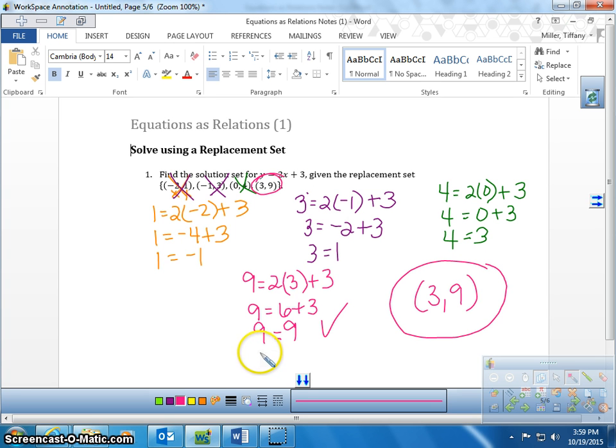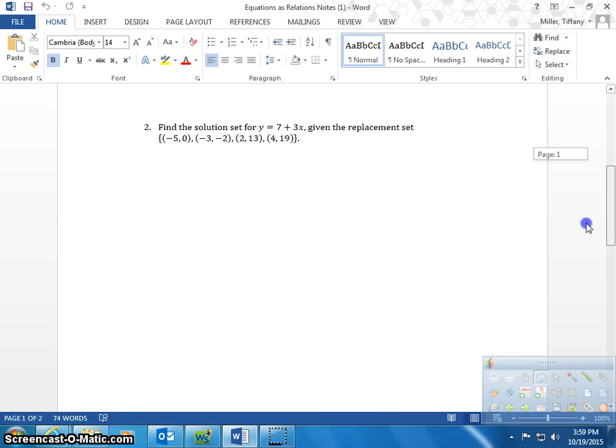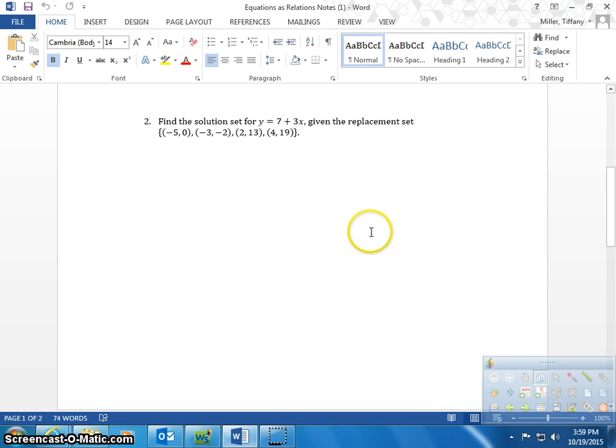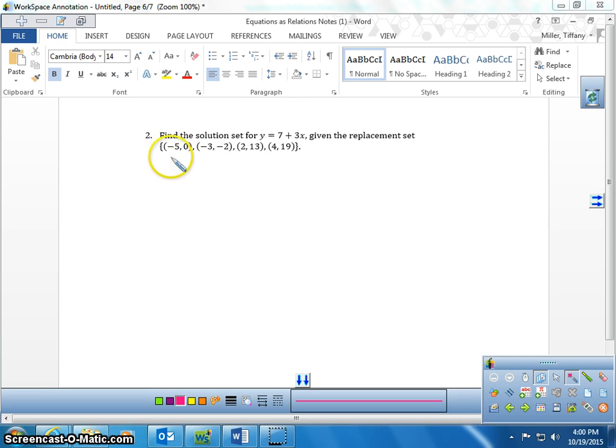So basically, you're given a choice of answers, and you want to see which one works. If more than one works, you would just list it out to the side. Let's look at our next example. Find the solution set for y equals 7 plus 3x. Again, I'm going to take these 4 points and plug them into the x and y of the equation. So remember, this is x, this is y.